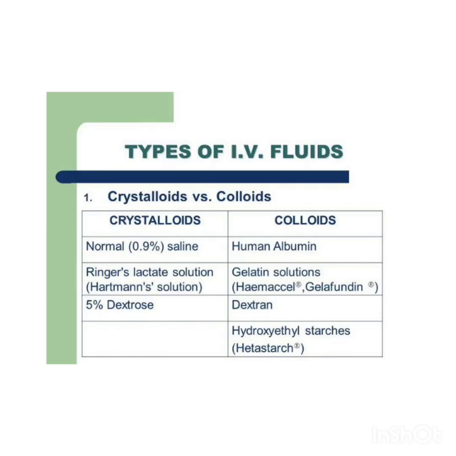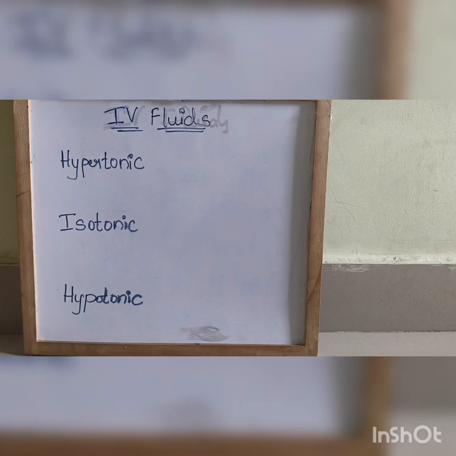There are mainly two types: crystalloids and colloids. Crystalloids that we generally use in normal settings are NS, RL, and dextrose, 10% dextrose. These are the crystalloids. Colloids will be used in specific conditions only.